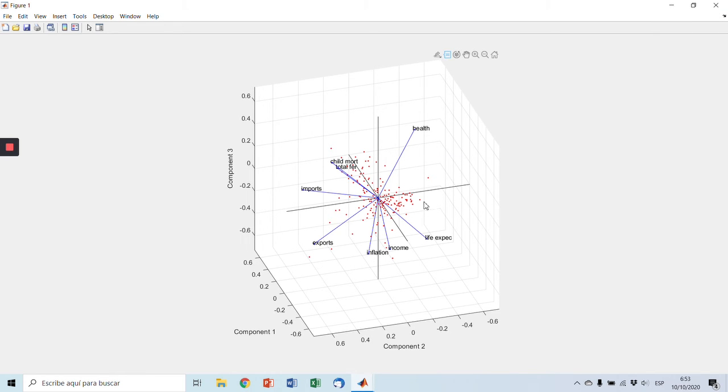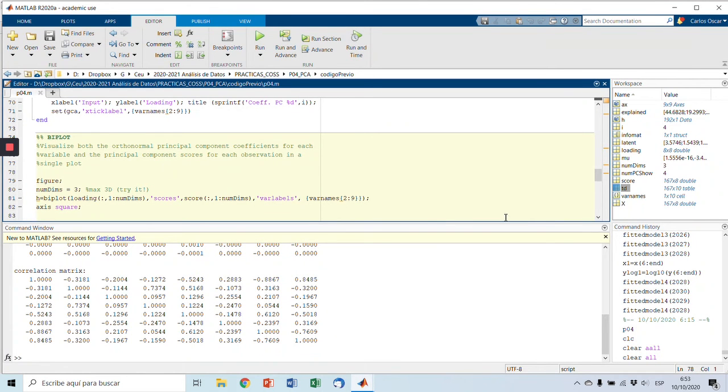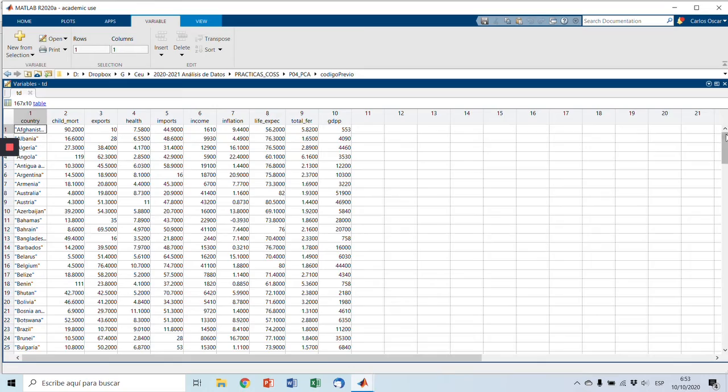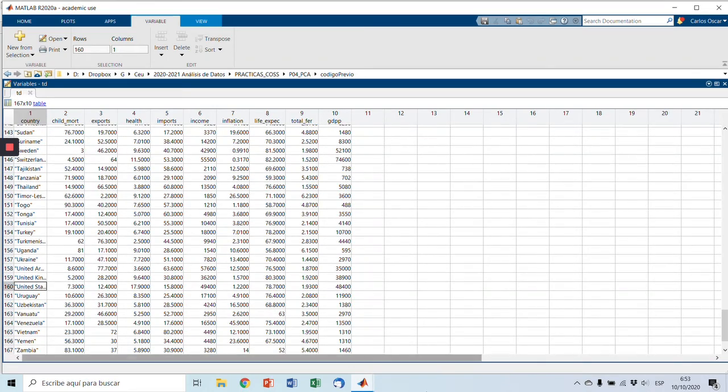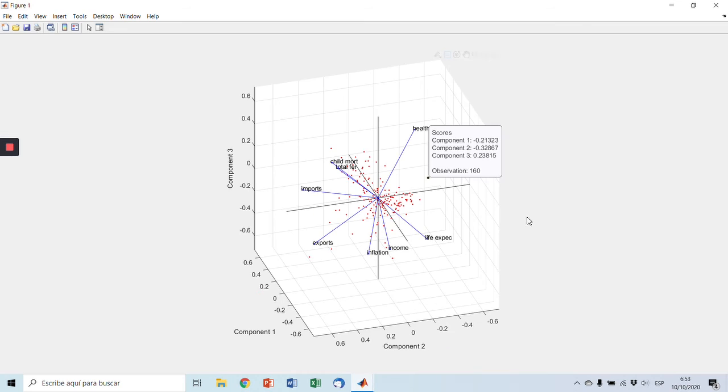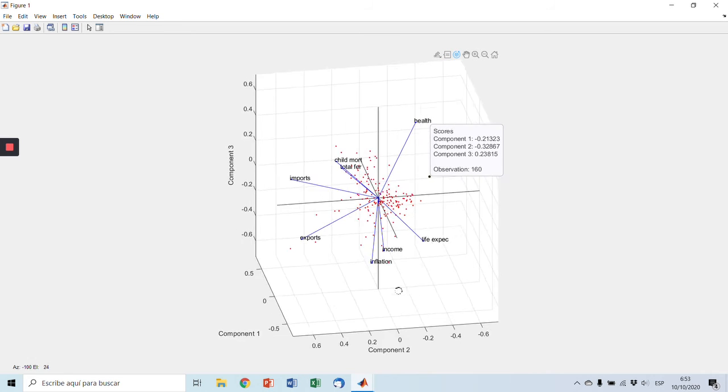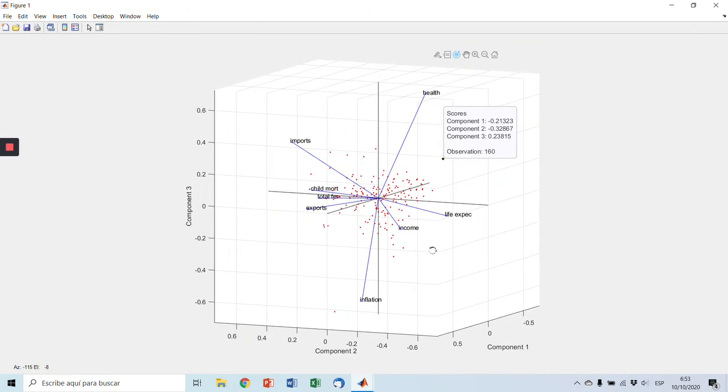I think if you click on one of the countries, you can see which one that is. This is observation 160. If you want to see which one it is, you can go to the data table, go to observation 160, and this is United States. And you see that in this three-dimensional space, it is in some location that is very much apart from the rest.